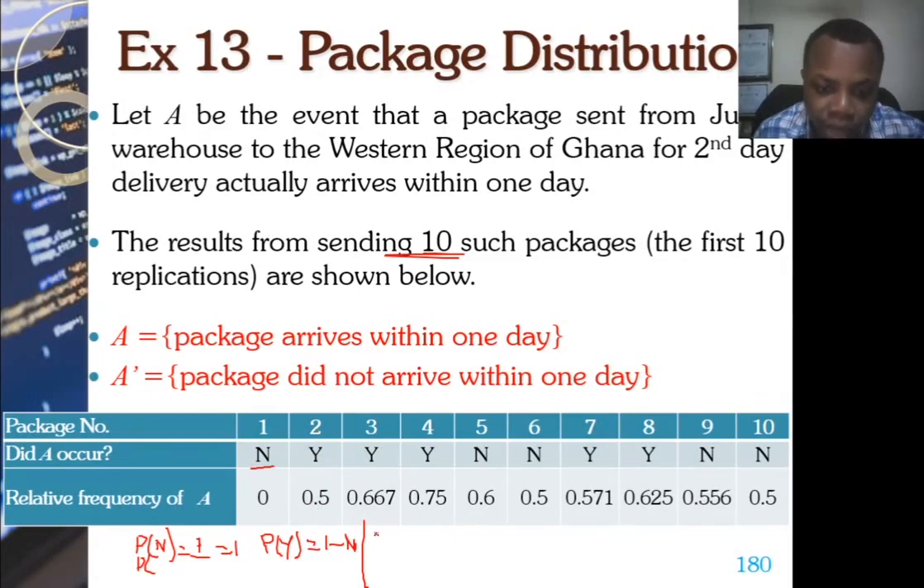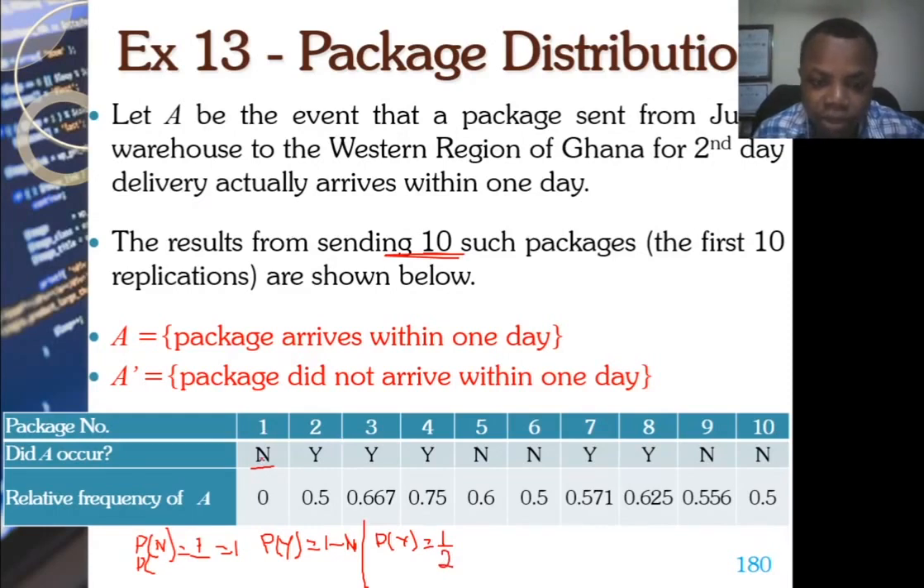So if we like to calculate the probability of the second package, which is equal to yes, this will be equal to 1. That is the first package that has arrived within 1 day. And remember, this happens to be what?